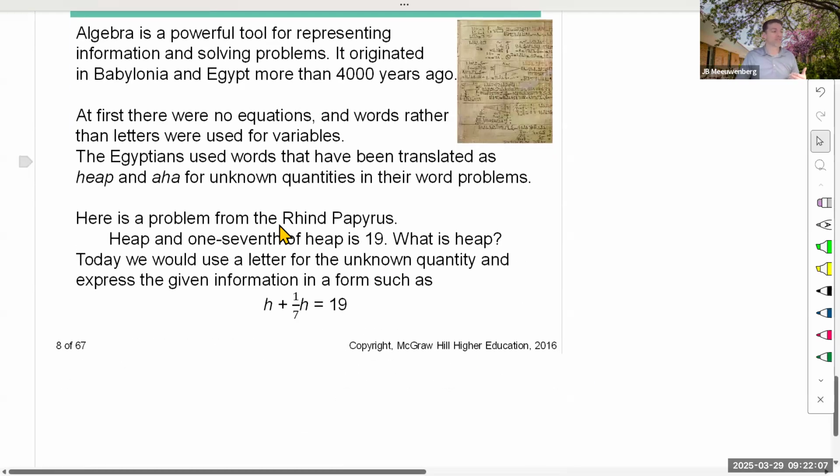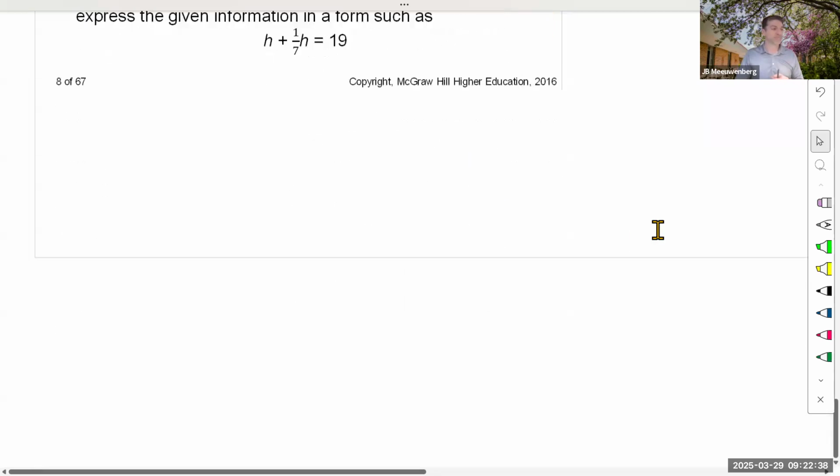Today, we would represent that problem like this: H for heap, plus 1/7 of a heap is 19. And we would go through a process of mathematical algebraic manipulation to solve that. So we've really condensed the way it looks into what we now think of as algebra. But the idea of algebraic thinking and problem solving really comes down to this, being able to interpret this sort of question.